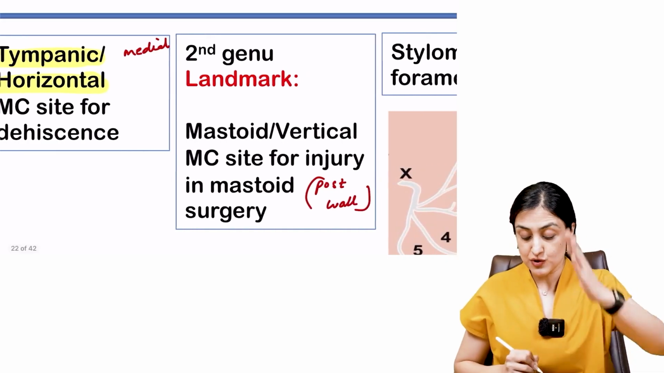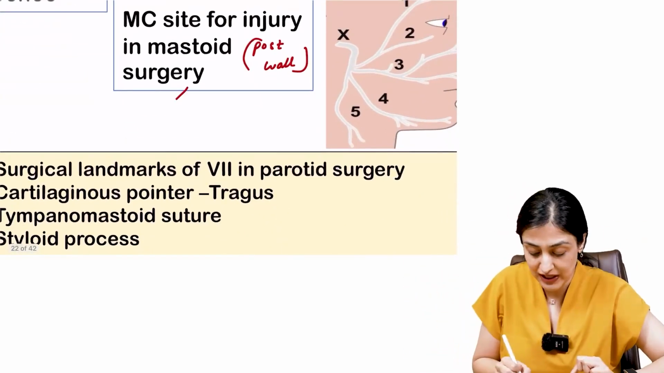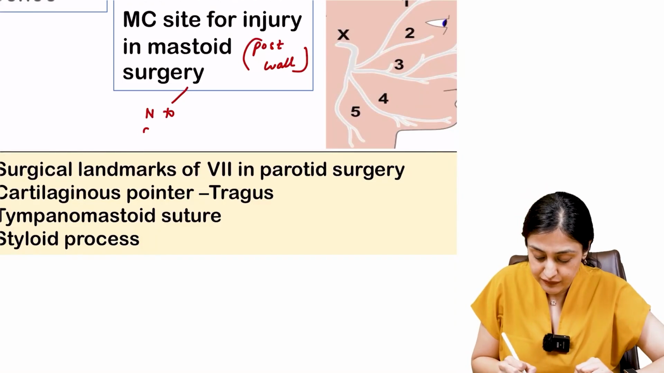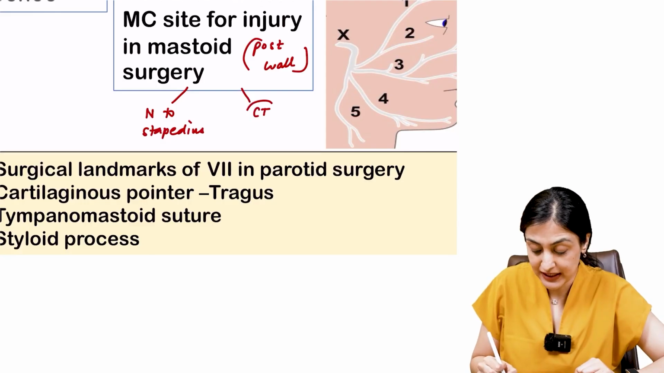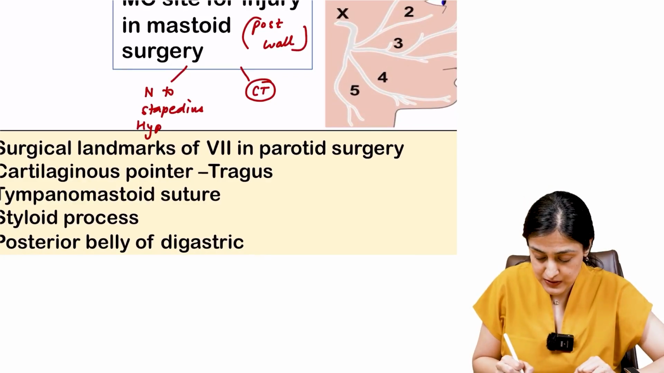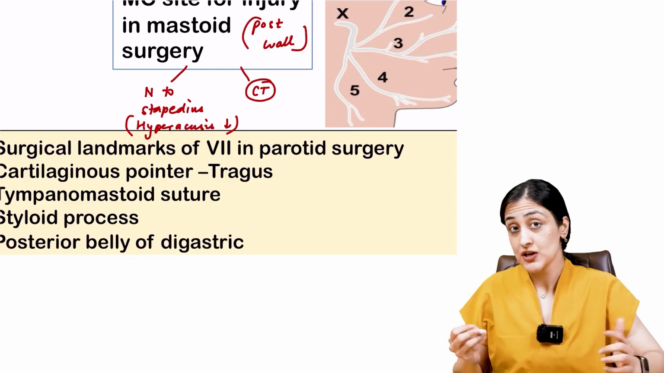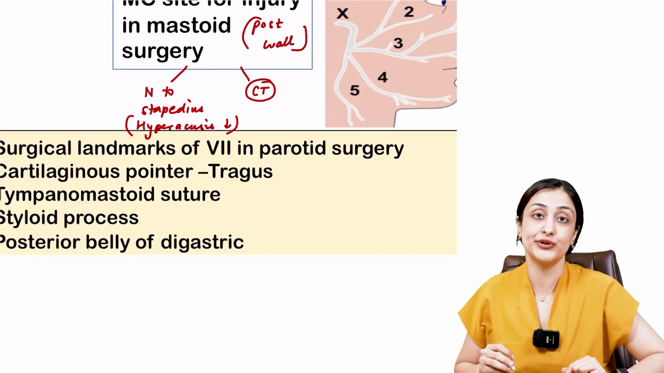Do you remember this? The posterior wall of the middle ear, this is where it gives off two branches. What are the two branches? One is the nerve to stapedius, and second is your chorda tympani. Nerve to stapedius, what is its function? We have already discussed this. It dampens the loud sounds. So if this is not there, I'll have hyperacusis.